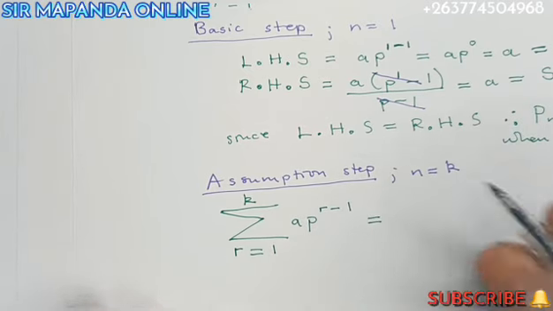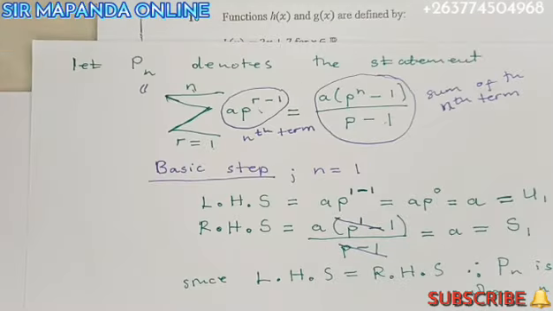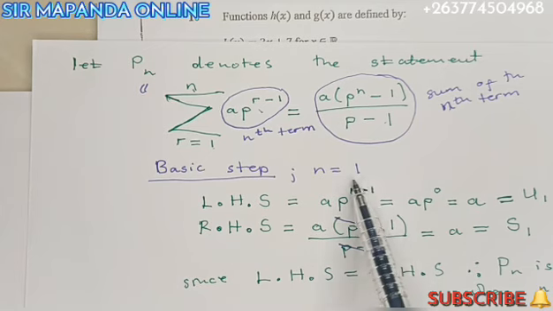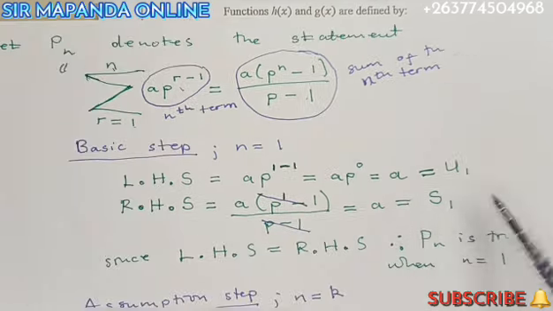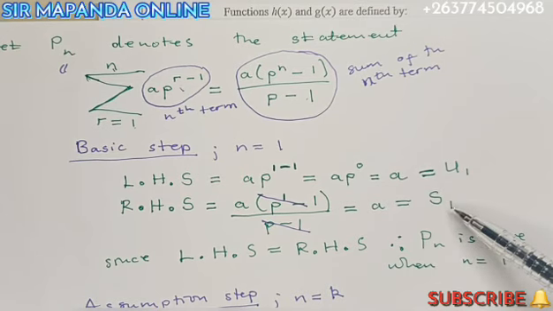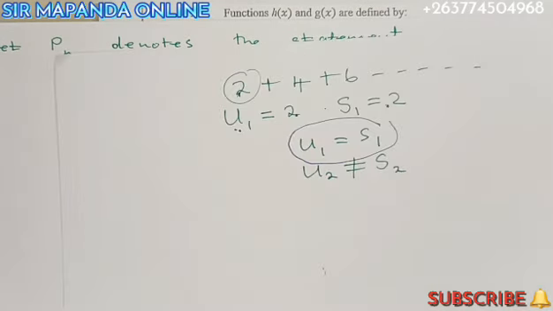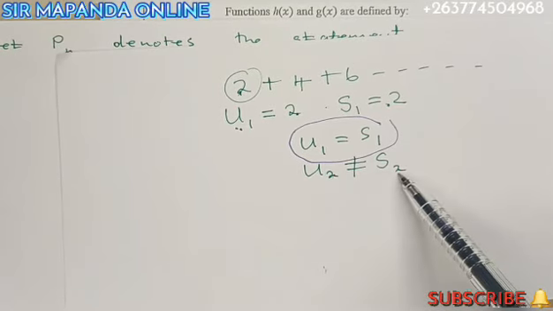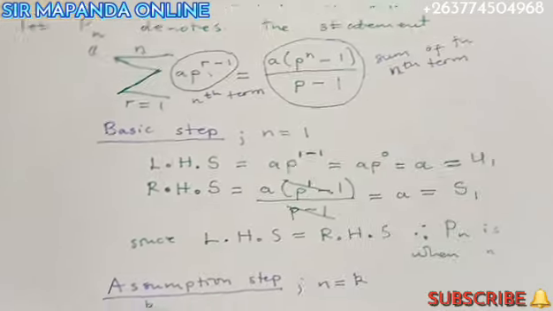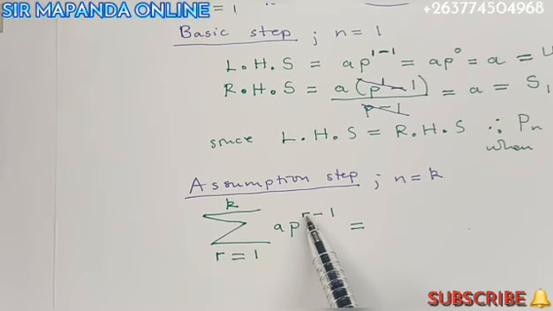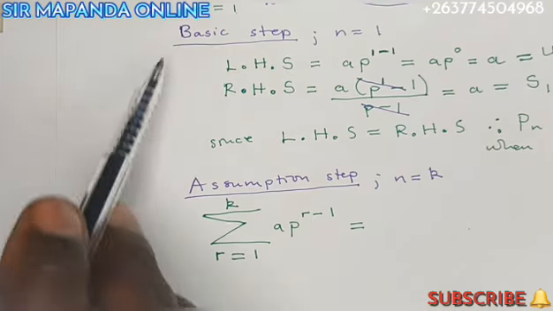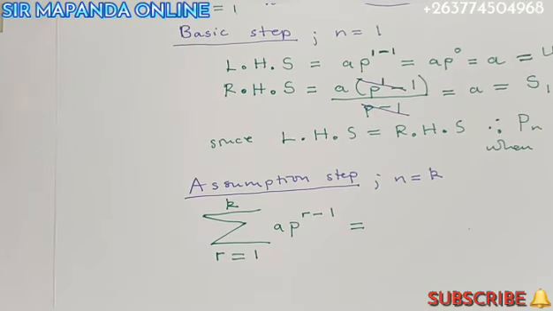I want you to notice something. On the basic step, we have the right to put 1 on r. Why? Because we are assuming that u1 is equals to s1. But u2, u3 onwards is not equivalent to s2. So we do not have the right whatsoever to put k on r. I hope you are following. We only put 1 on r in the basic step where u1 is equals to s1.